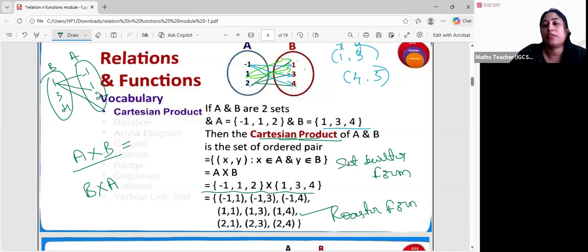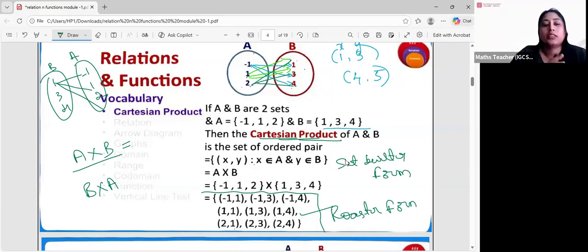And again this is set builder form. So (x, y) such that x belongs to capital A. So that means all the elements from x belongs to capital A and the elements from y belongs to capital B. So this is the definition of Cartesian product and we can write it in two ways, one is roster form and one is set builder form.